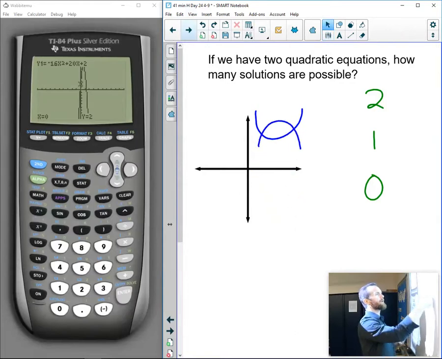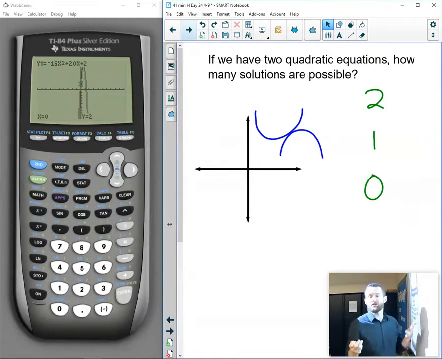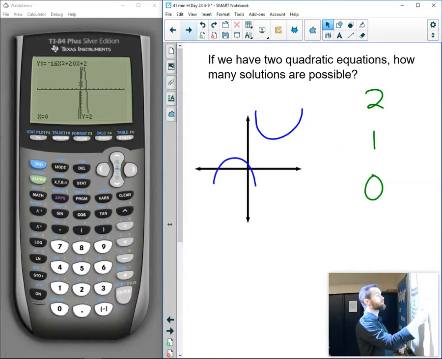Well, it's easy to see how there'd be two solutions. Okay, they're crossing twice there. One solution, they're just barely touching. It doesn't have to be at the vertex, or the vertices rather, but it could be, just touching at one point. Or zero solutions would be no intersections.